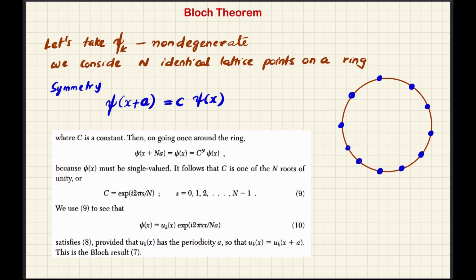So, when you have a periodic potential, the wave function will be of the form of a plane wave multiplied by a function which varies with space, but has the special property that it is periodic in space. Thank you.